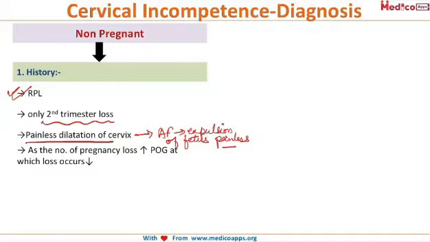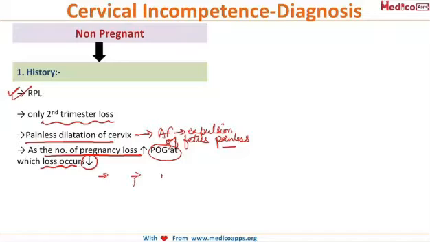And if the patient is a multigravida, then as the number of pregnancy losses increases, the period of gestation at which the loss occurs decreases. That is, if a patient has cervical incompetence, then successive pregnancies will abort at lesser gestational ages.